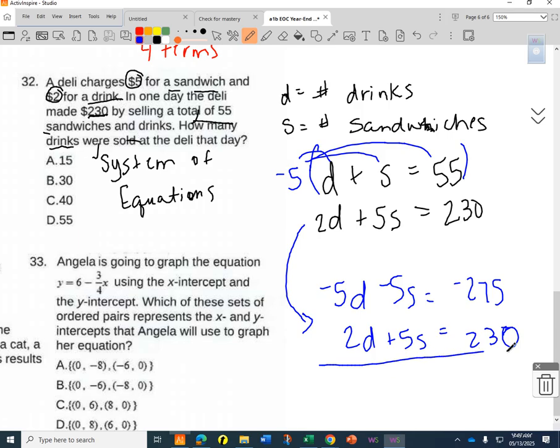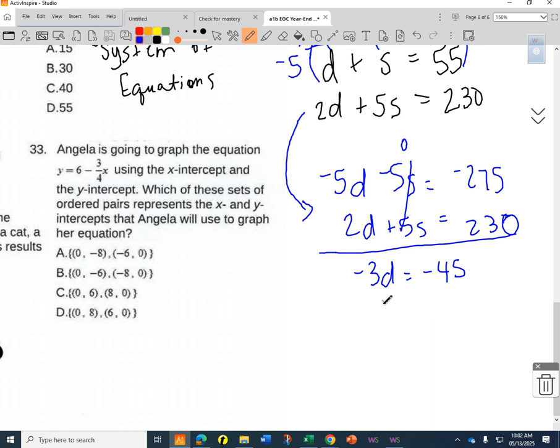Now when I add them, 5d minus 2d is negative 3d. Negative 5s plus 5s, I've eliminated my s's like I wanted to. Negative 275 plus 230 is negative 45. So now I can solve for d, and I'll know how many drinks they sold. How do I solve for d?